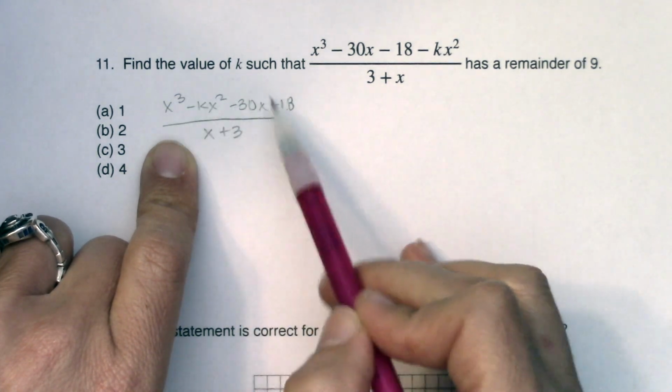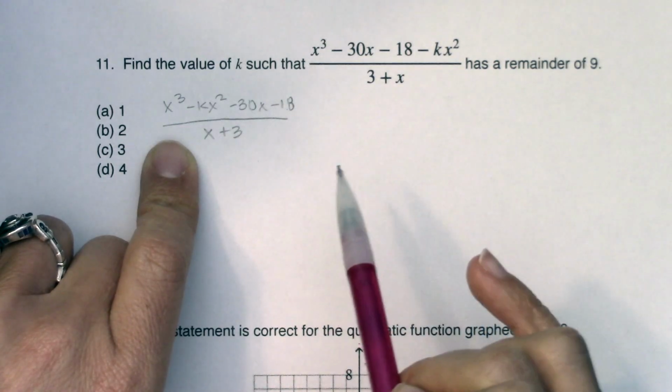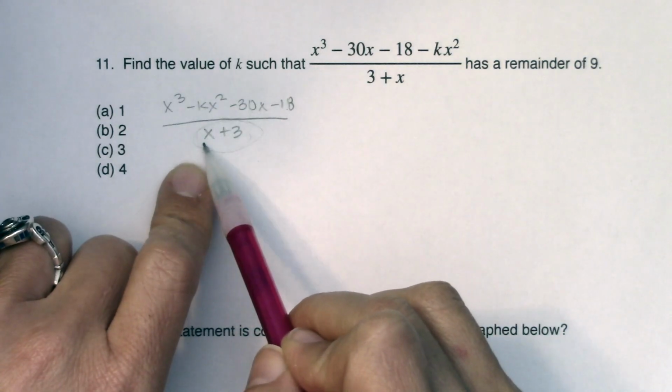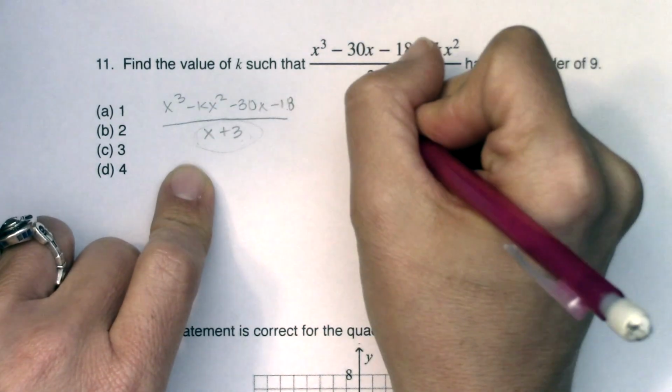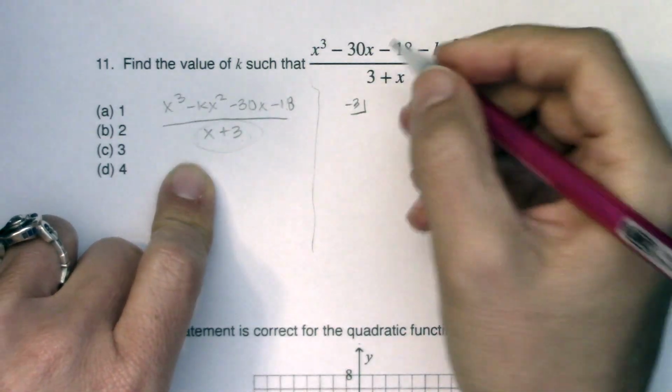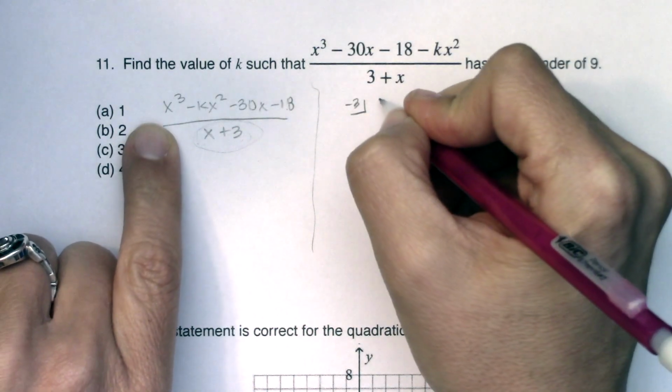of x. So x cubed, x squared, x to the 1, x to the 0. And then I'm going to write this as x plus 3, keeping in mind that the number that would zero out the denominator is negative 3. So I'll put that in the little house. I don't think house is a technical term, but that's what I usually refer to it as.